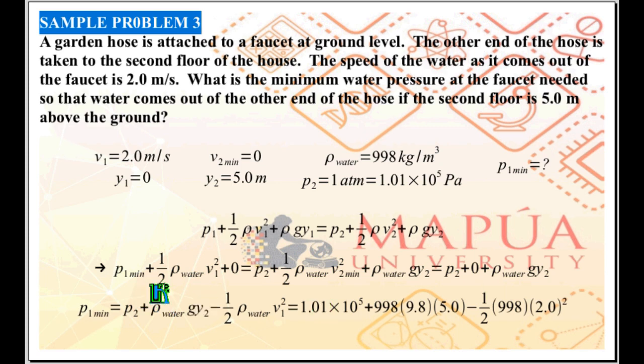So we have P1 minimum plus 1/2 rho water V1 squared is equal to P2 plus rho water g Y2. Isolating P1 minimum and looking at the known values, we know all these variables. So plug in the values of the variables, and we are able to calculate P1 minimum.